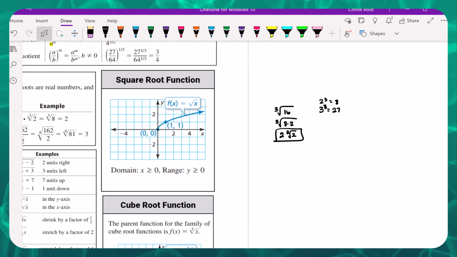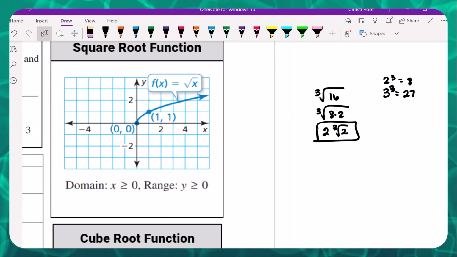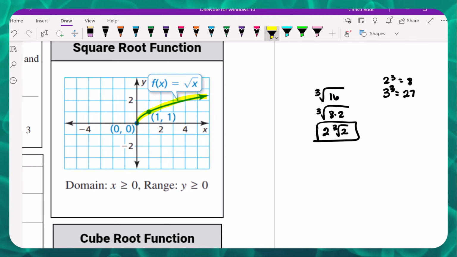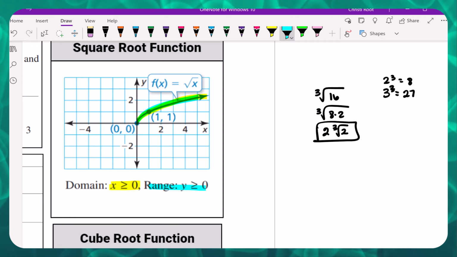Moving on, let's talk about the parent function for a square root function. If you notice, this is a limited domain. It starts at 0 and it approaches positive infinity, so you can write it as an inequality by saying x is greater than or equal to 0. Likewise, if you were looking at the range, that would also start at 0 and it goes up. So instead of thinking it goes to the right, it actually also goes up as well. So it is going to be y greater than or equal to 0.